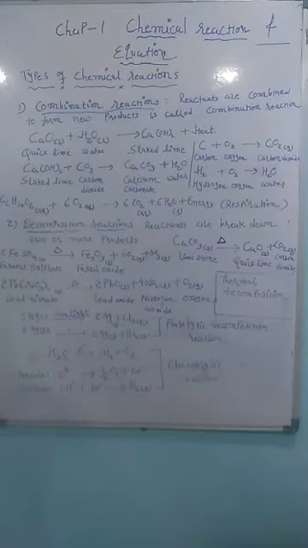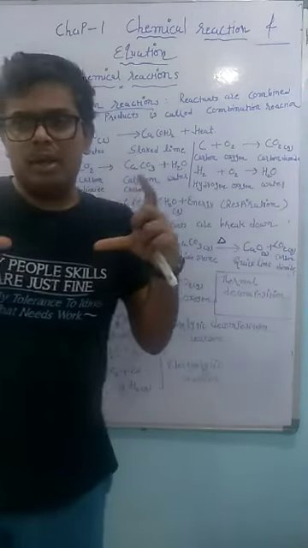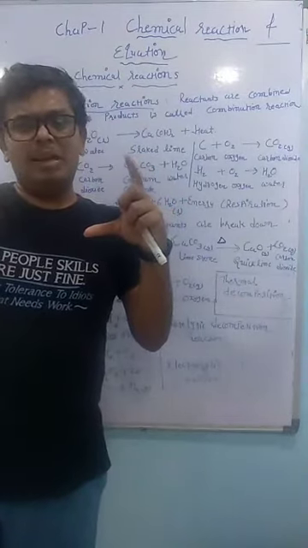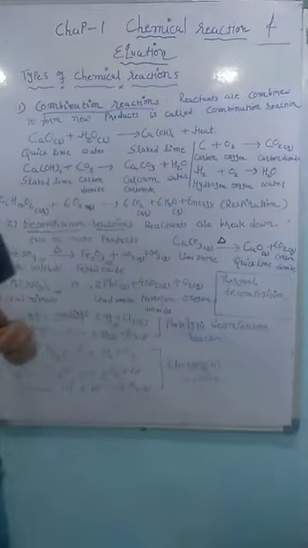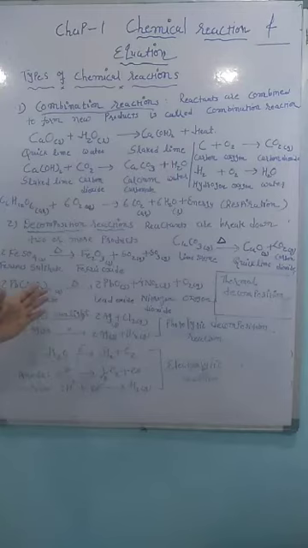Even 5 to 10 years ago, there were cameras with rolls; nowadays we have digital cameras. Initially digital cameras were not there. In that camera a roll was there, and when we click, the image is obtained on the roll. So what material is used in the roll? Either silver chloride or silver bromide, silver compounds, are used. A photolytic decomposition reaction occurs.